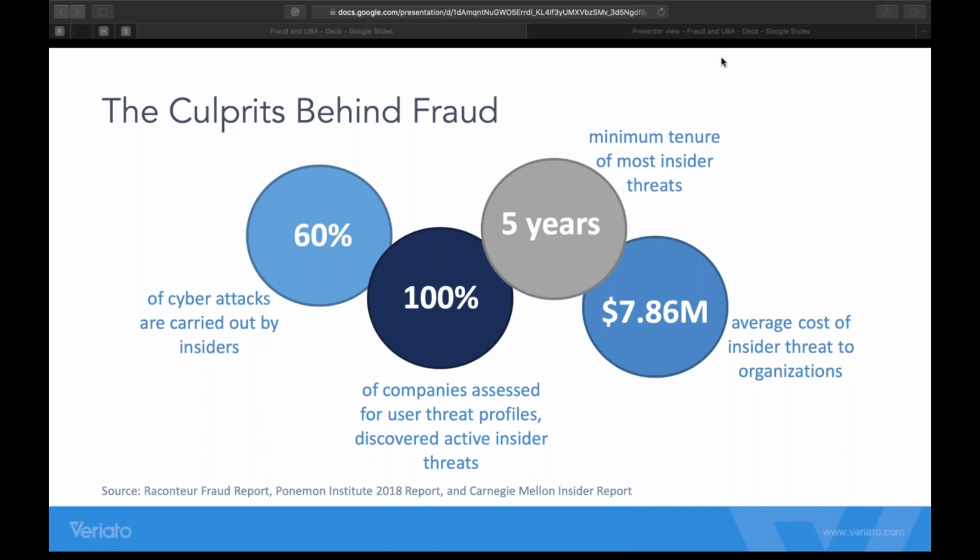One of the challenges is that preventing fraud requires an understanding of the various profiles and the people who exist and their motivations.